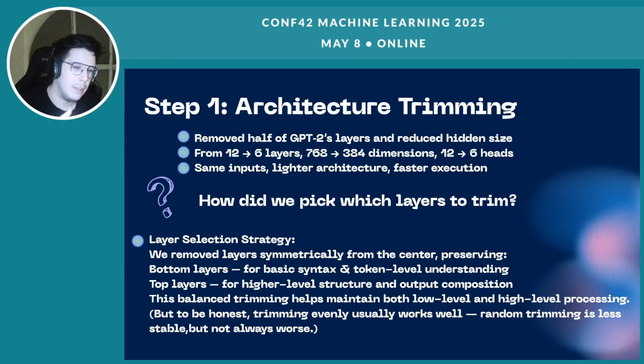You may also ask, but how did we pick which layers to trim? The strategy there was actually a really simple one. We just removed layers symmetrically from the center, which allows us to preserve bottom layers that are responsible for basic syntax and token level understanding. And we also preserve top layers, which are for higher level structure and context. Basically speaking, this allowed us to maintain both low level and high level processing there.